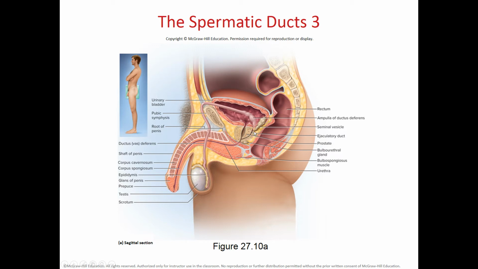And then the ampulla will join this duct of the seminal vesicle, and together they will form the ejaculatory duct. So that you can have the sperm cells receiving the fluid from the seminal vesicle and then the fluid from the prostate gland, and you form semen. So semen is 90% fluid coming from the seminal vesicles, the prostate gland, and 10% sperm cells.